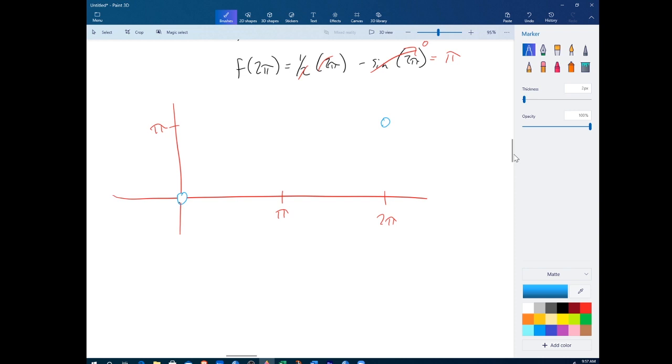All right, so I've got this much down, but I don't know what's happening in the middle. It's time to apply the first derivative test.